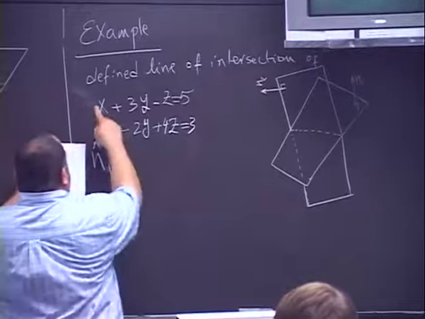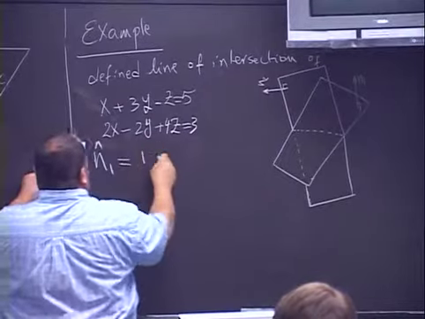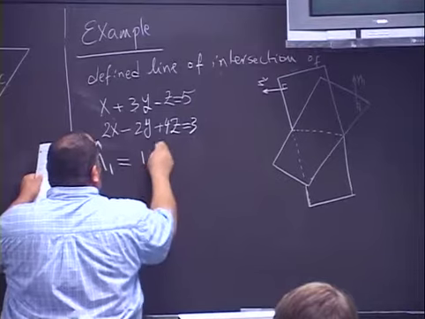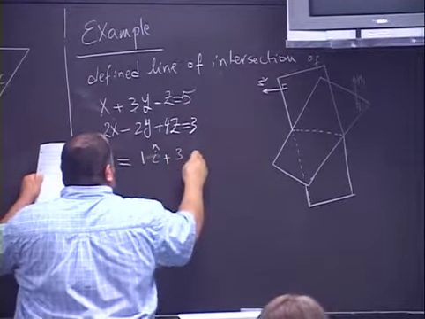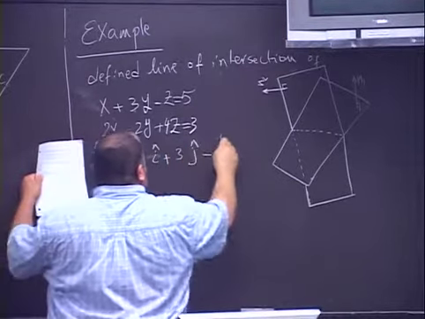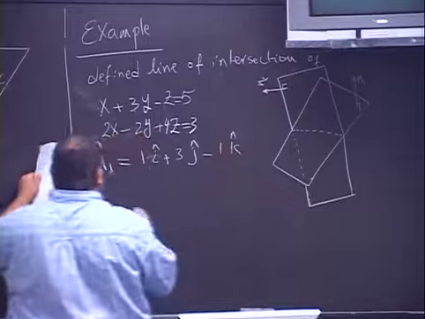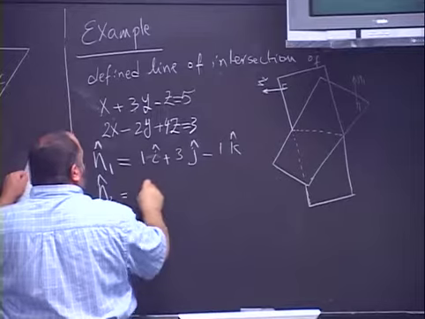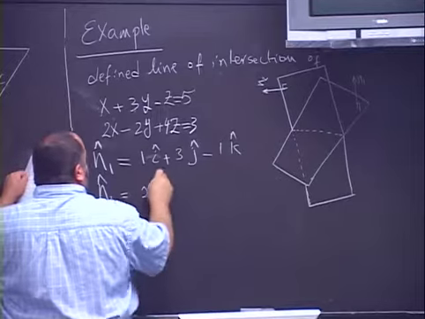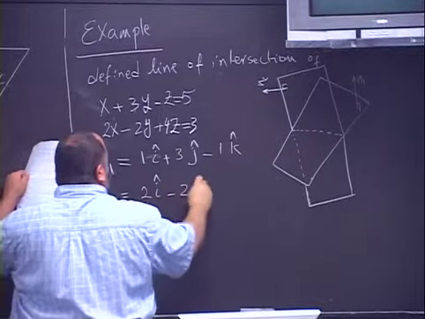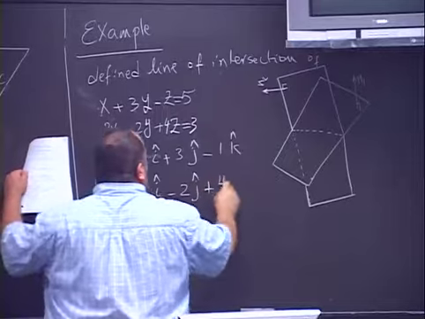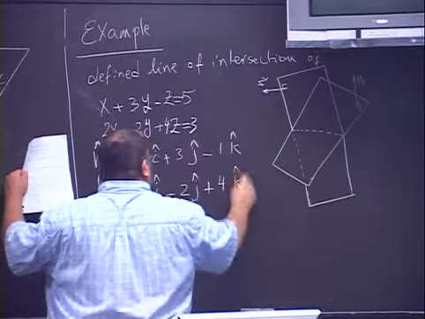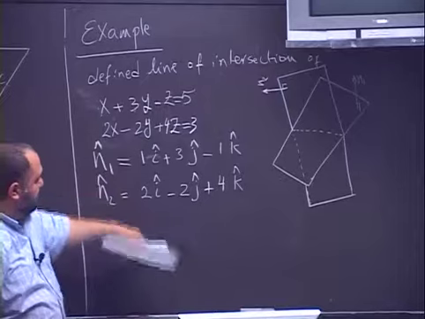N1 will be 1 in the direction of I, plus 3 in the direction of J, minus 1 in the direction of K, and N2 will be 2 in the direction of I, minus 2 in the direction of J, plus 4 in the direction of K. Do you think they are parallel?